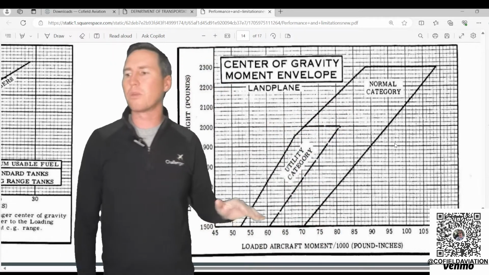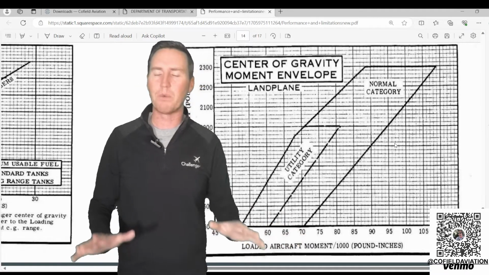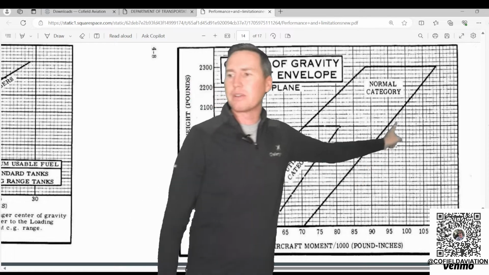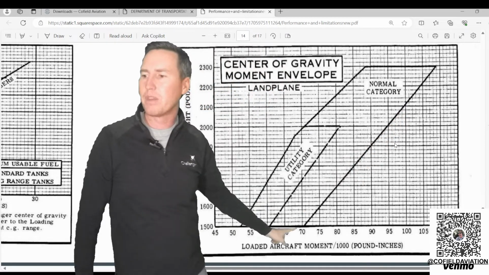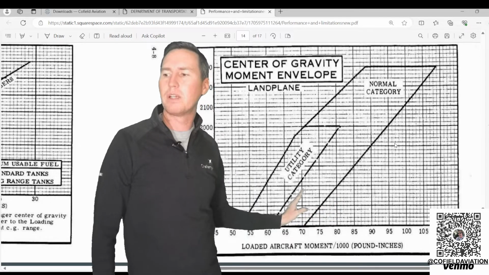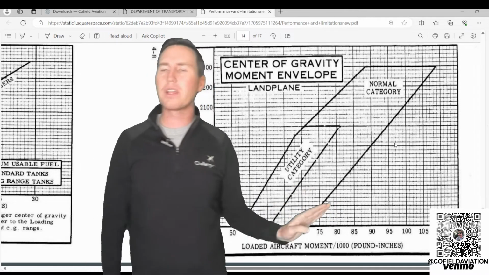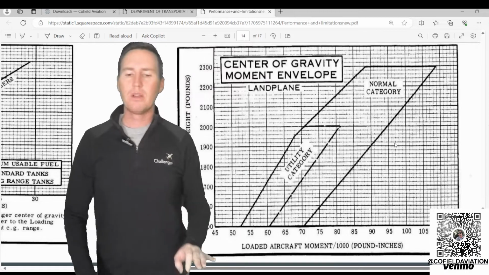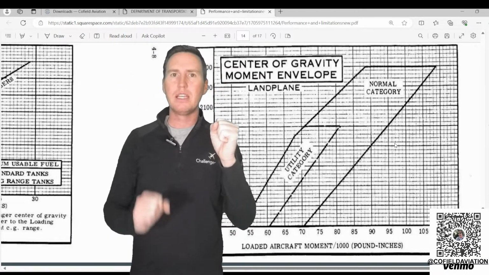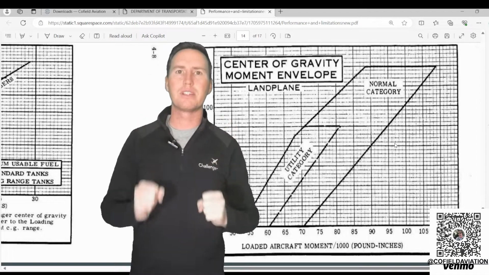So this envelope represents stability. And what I mean by that is this aft line right here, okay? If we keep it from that aft line forward, what we are guaranteeing is that our center of gravity is forward of our center of lift.